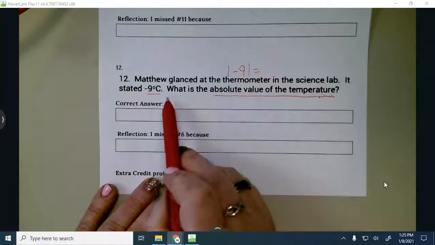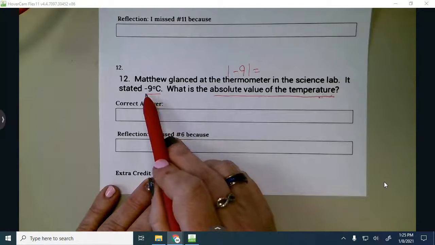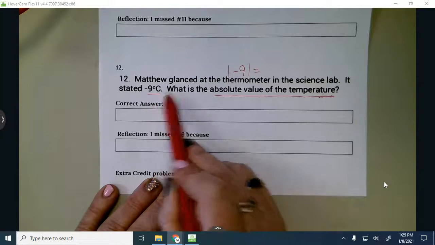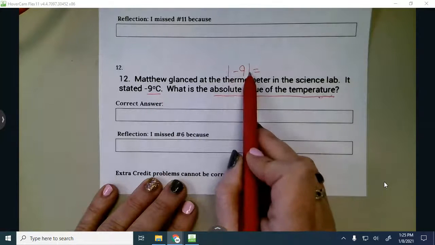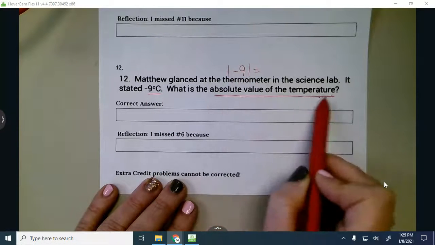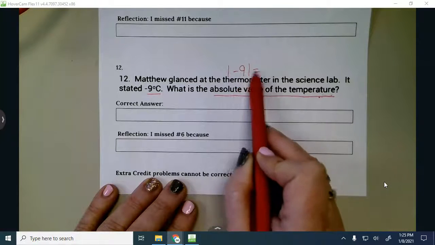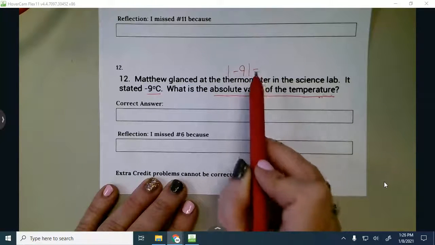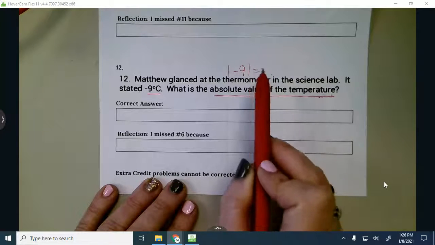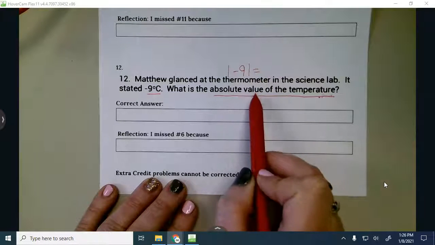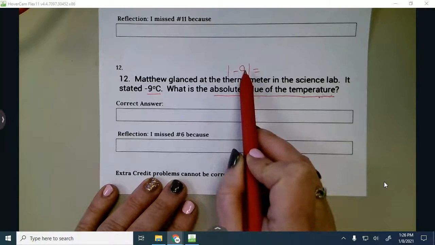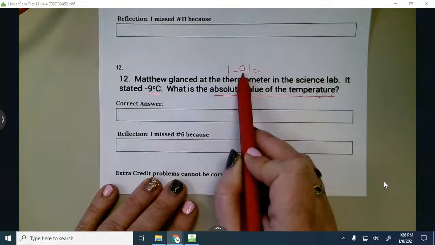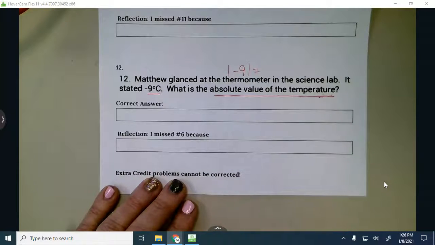This is just a real world example, -9 degrees Celsius. Again, it would be written like this: absolute value of the temperature. Absolute value of -9 is what? It's not the opposite. A lot of times students will think it's the opposite. It's always positive, absolutely positive, and it is the distance from 0 to that number. So just the distance from that number.